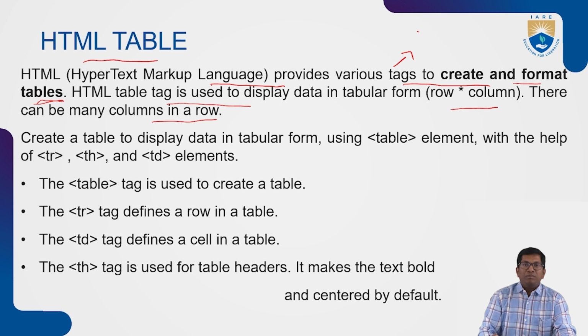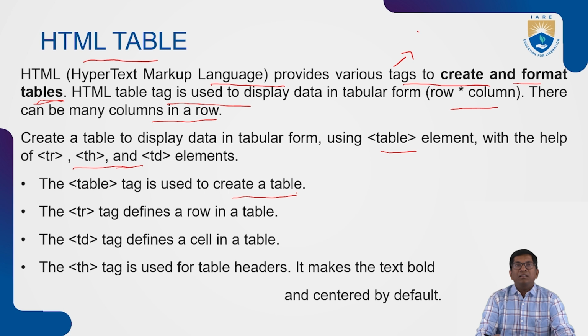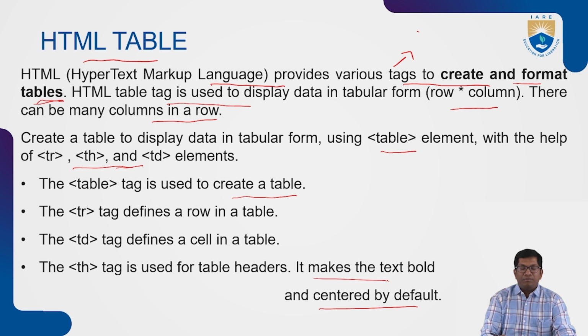How to create the table using HTML tag? That is possible by using the table element with the help of tr, th, td elements. The table tag is used to create a table. The tr tag defines a row in a table. The td tag defines a cell in a table. The th tag is used for table headers. It makes the text bold and centered by default.